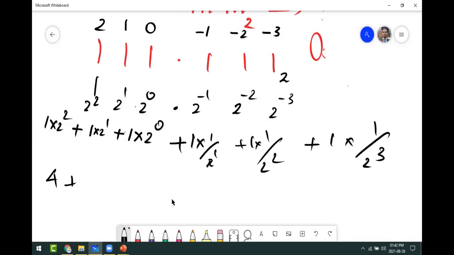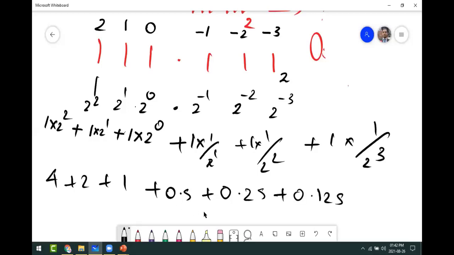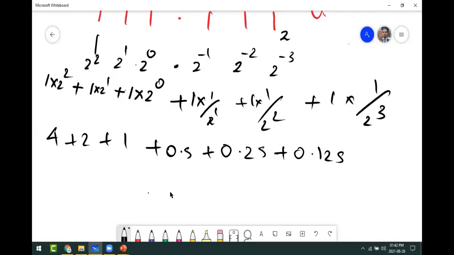4 plus 2 plus 1 plus 1 by 2 is 0.5 plus 1 by 4 is 0.25 plus 1 by 8 is 0.125. எல்லாத்தையும் கூட்டினீங்கன்னு சொன்னா 7.875.